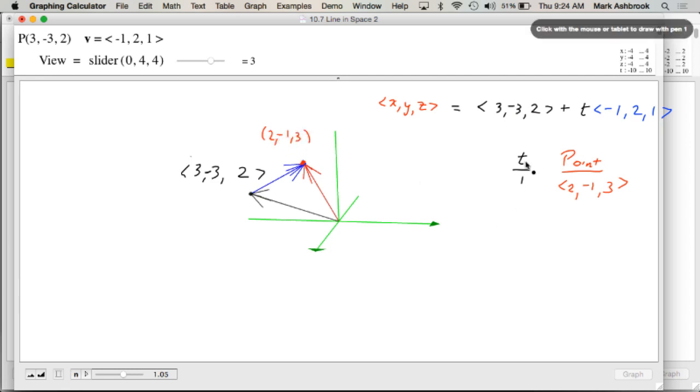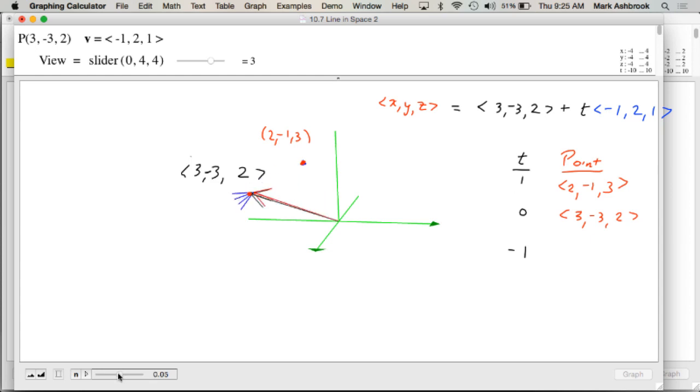Okay, when t equals 0, what point do we get? The given point that we started with. That's that one. So then let's do t equals, say, negative 1. When t equals negative 1, what point do we get? And so let me show you that. So I'm showing you right now the case when t equals 1. Here's the case when t equals 0. When t equals negative 1, we get this point. So we're going to go 3, negative 3, 2, plus now negative 1 times negative 2, 1, which is then this vector. And that gives us this point. What point is that? 4, negative 5, 1.